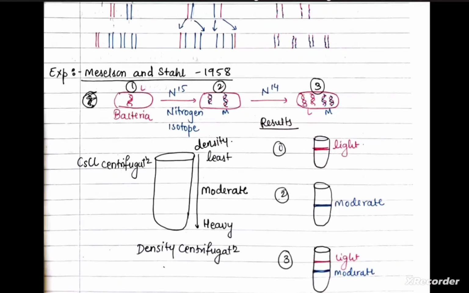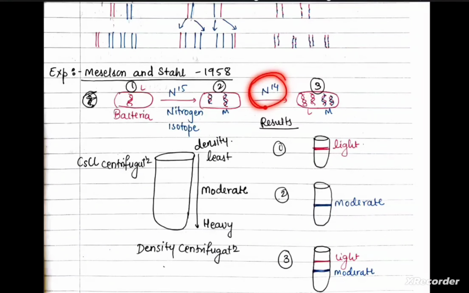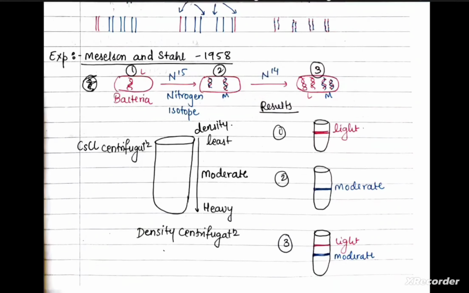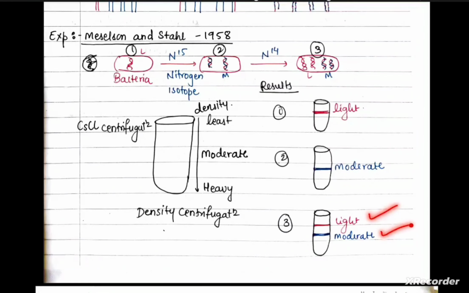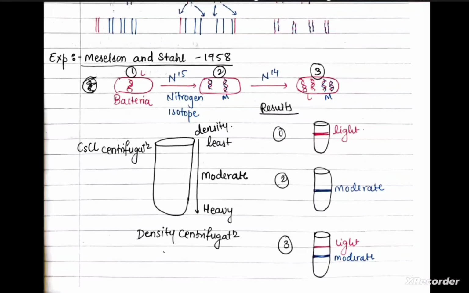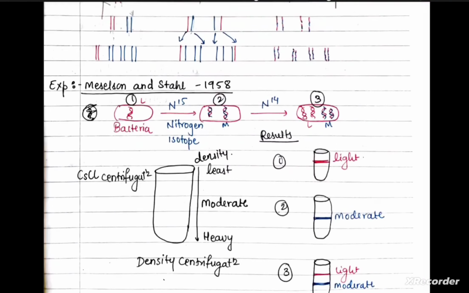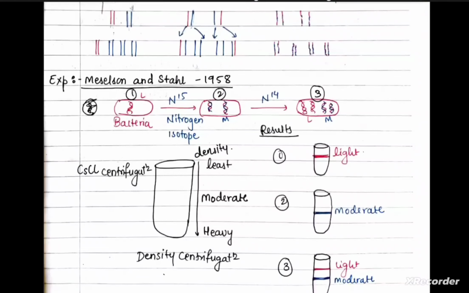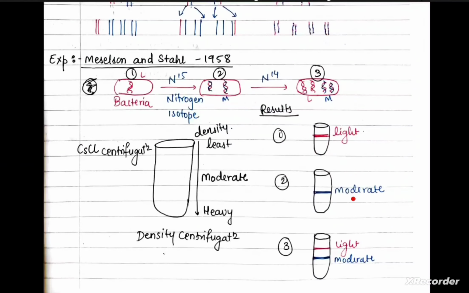Now let's talk about the next step. What did they do? Again, they went back to the lighter isotope. Now we know that it was semi-conservative, but at that time they didn't know. On growing again in the presence of the lighter isotope, the bacteria showed light and moderate density results. Now, if it was dispersive, it should have shown moderate again. Why did they get light bands again? How is it possible to get light bands again?